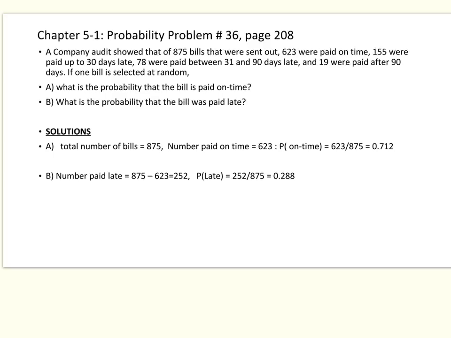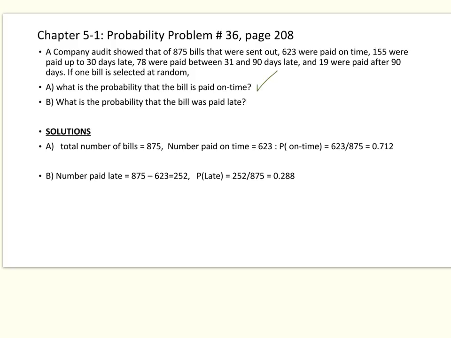So we begin one of our problems in Chapter 5. We're looking at problem 36 on page 208 of the text. A company audit showed that of 875 bills that were sent out, 623 were paid on time, 155 were paid up to 30 days late, 78 were paid between 31 and 90 days late, and 19 were paid after 90 days. If one bill is selected at random, the first question is, what is the probability that a bill is paid on time?